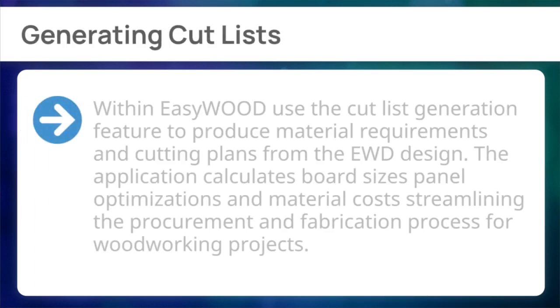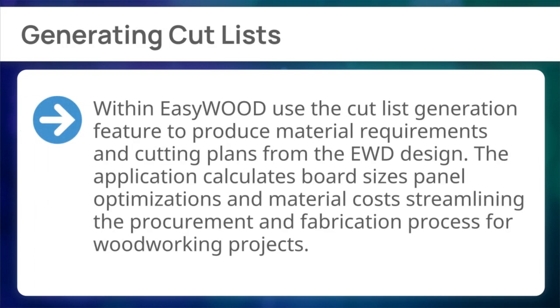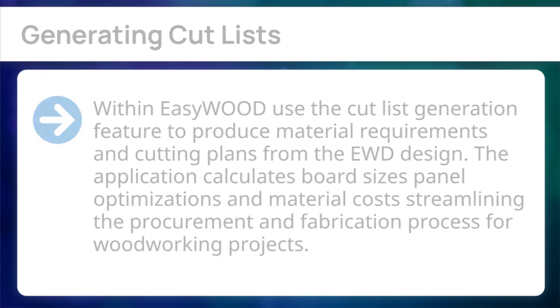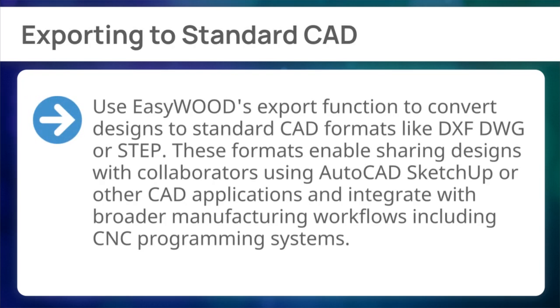Next, generating cut lists. Within EasyWOOD, use the cut list generation feature to produce material requirements and cutting plans from the EWD design. The application calculates board sizes, panel optimizations, and material costs, streamlining the procurement and fabrication process for woodworking projects. Finally, exporting to Standard CAD.